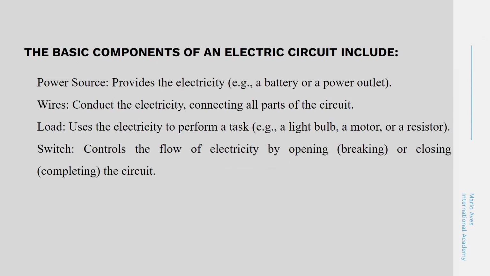Now let's move on. We have our basic components. We have our power source, which provides electricity, like the battery or power outlets. What other power source do you know besides battery? I can give you 10 seconds to think of another power source that you can use. Power source is where the electricity comes from, like the battery or a wall outlet. It gives the energy needed to move the electric current around the circuit.